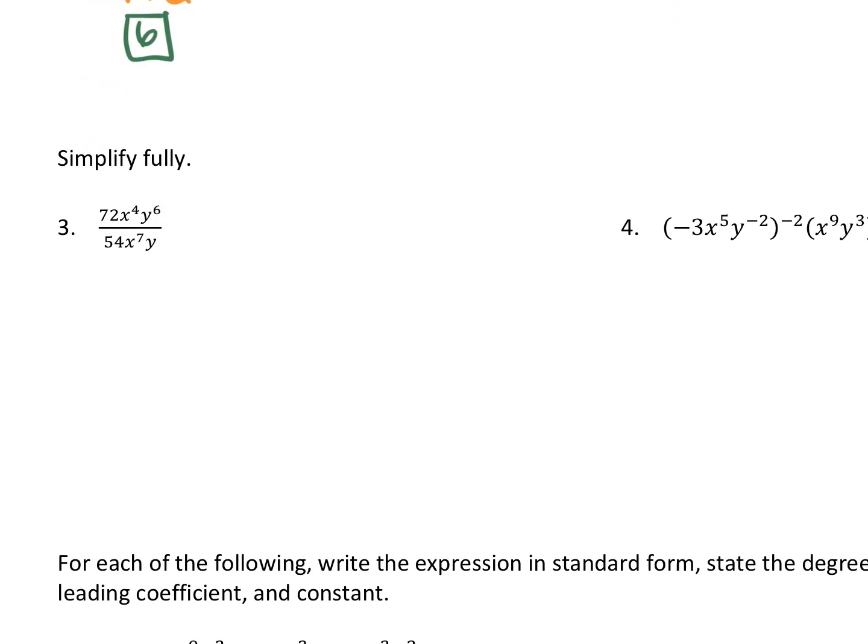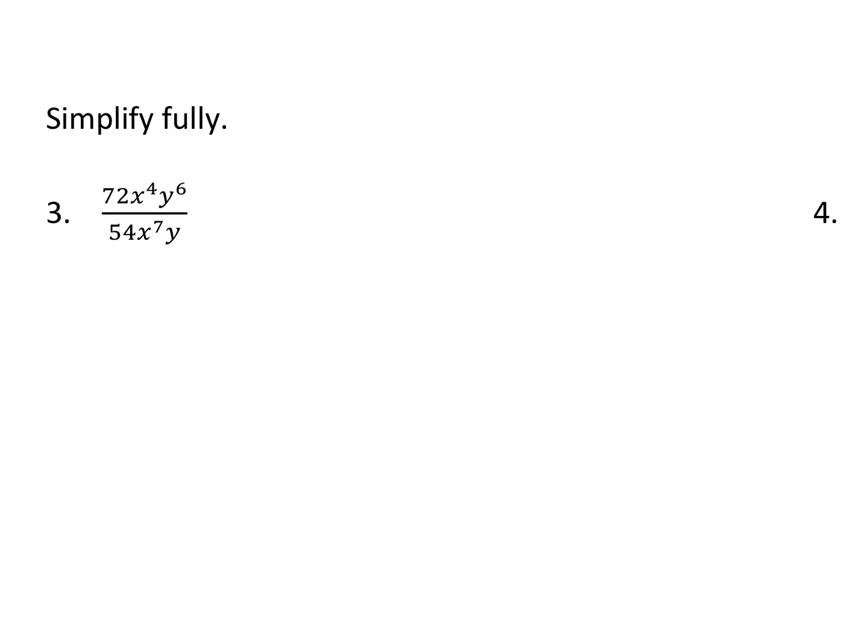For 3 and 4, we're simplifying fully. For 3, we have 72x to the 4th, y to the 6th, over 54x to the 7th, y. For this one, the 72 and the 54 are both divisible by 9. So that 72 is going to turn into 8. The 54 turns into 6. The 8 and the 6 are both divisible by 2, so that 8 turns into a 4. The 6 turns into a 3.